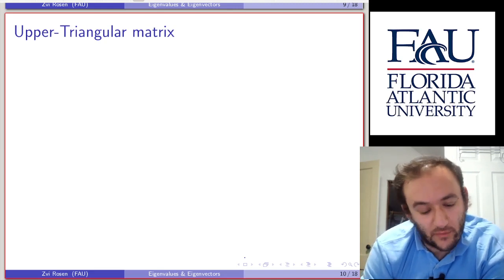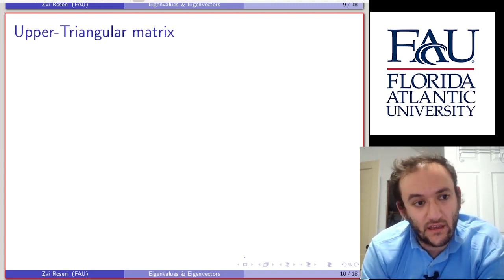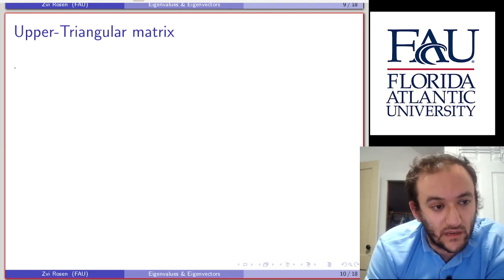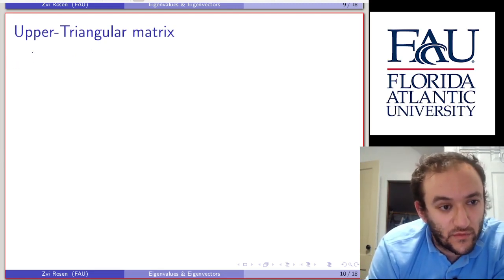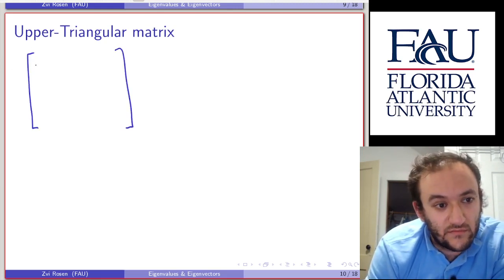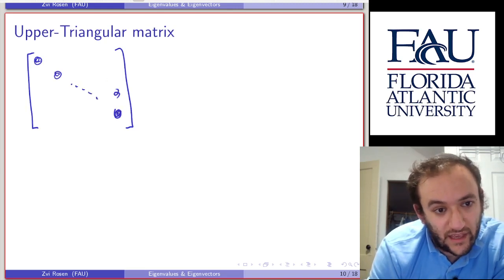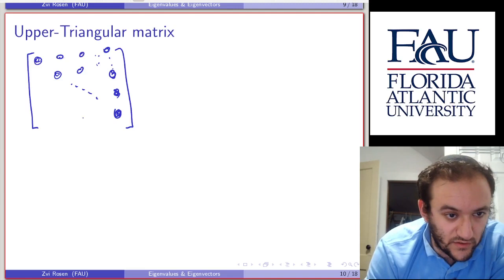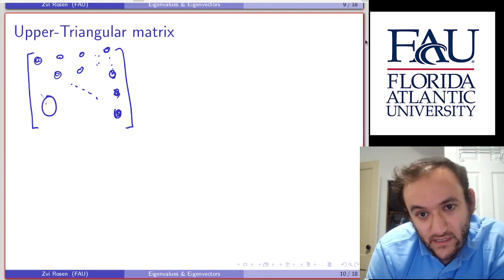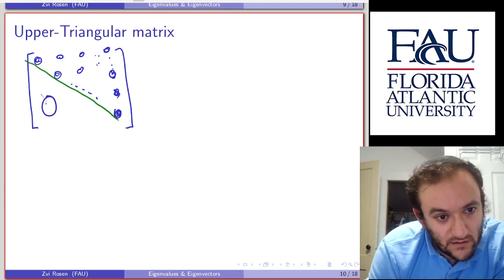Now let's look at upper triangular matrices and see how this eigenvalue conversation translates to that setting. So recall, upper triangular matrices are matrices where you have non-zero values perhaps along the diagonal and above the diagonal. Okay, all sorts of non-zeros. And then everything below here is just 0. So this is non-zero.